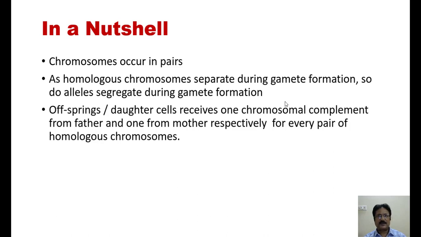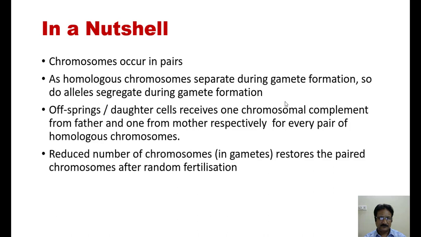of homologous chromosomes. Now, whatever chromosomes we have, chromosome number 1, there are two such chromosomes, a homologous pair of chromosomes, of which one homologue of the pair is from the father and the other homologue is from the mother. This is the concept. Likewise for all the 23 pairs in human beings. Reduced number of chromosomes restores the paired chromosome after random fertilization.